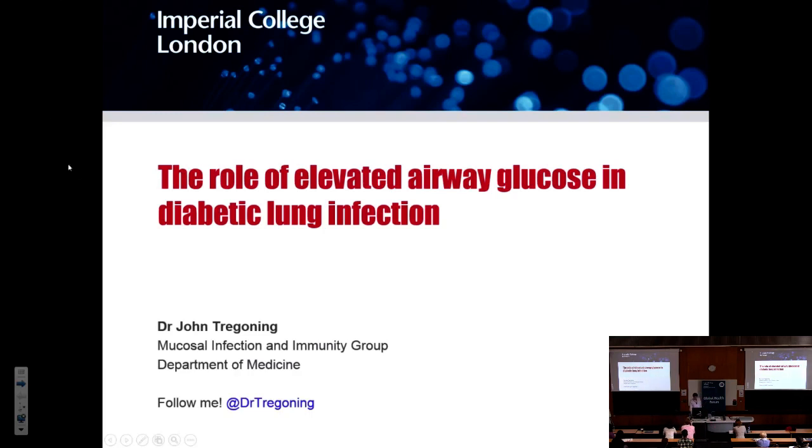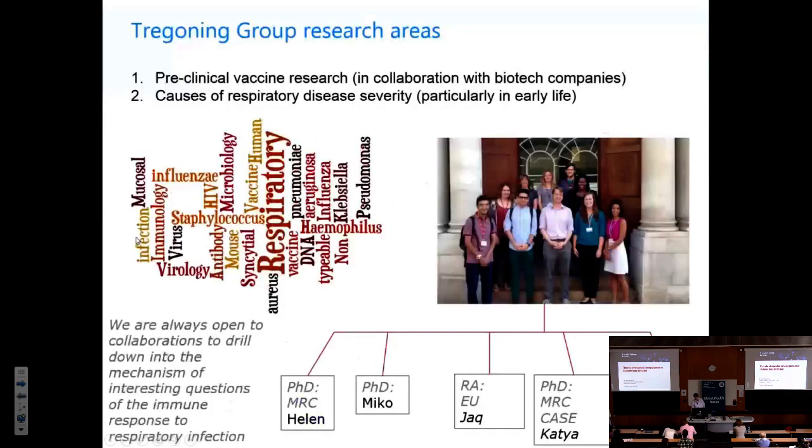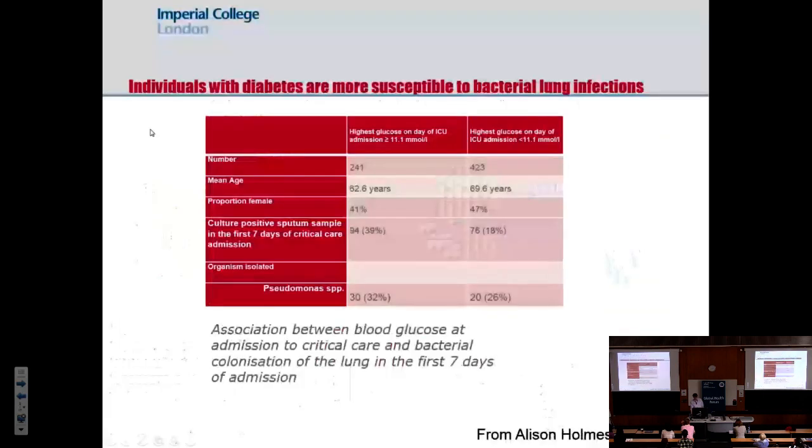So, my name is John Dragoni. I work up at St Mary's in mucosal infection immunity. I'm an immunologist, and I principally work on viral infections. I have a small niche unit, which is essentially Simran, who's sitting there, who works on bacterial infections, particularly in diabetes. So we work on a range of different infections and vaccines and things. If you're interested in respiratory infections, we are always interested in collaborating.